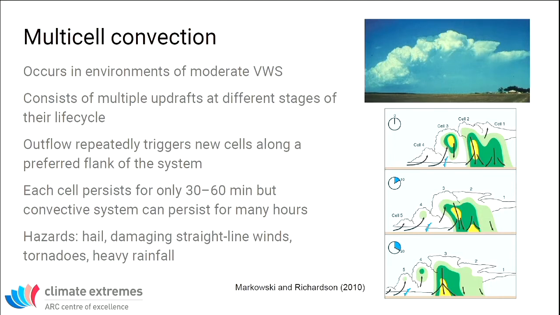This is illustrated in this schematic where you've got these 4 cells at different stages of their life cycle. The most mature cells are producing precipitation. That precipitation is falling, it's evaporating, it's creating a cold pool, which is spreading out, and then you're getting lift along the outflow boundary, which is triggering new cells. And this process can persist for hours at a time, potentially.